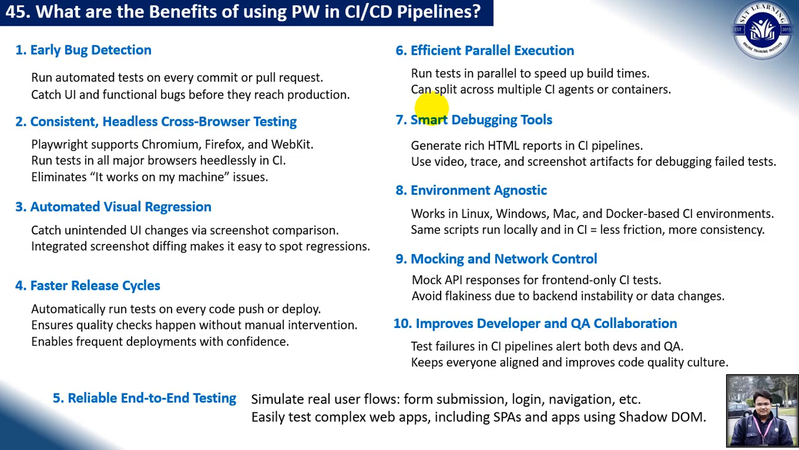Smart debugging tools: generate rich HTML reports in CI pipelines, and use video, trace, screenshots, and artifacts that help you debug failed test cases. Then another one is environment agnostic, meaning you can work on Linux, Windows, Mac, or any Docker-based CI environment where the same script runs locally. It is very helpful and more consistent compared to executing your script manually on different Windows machines.